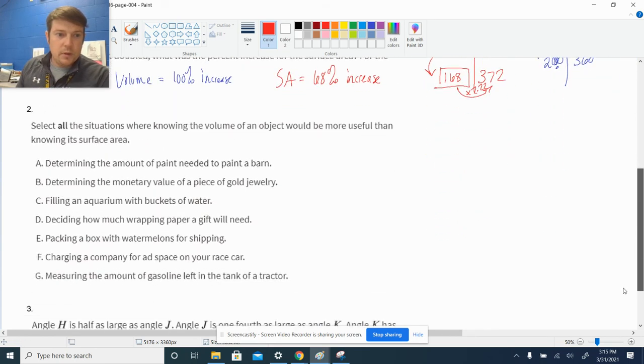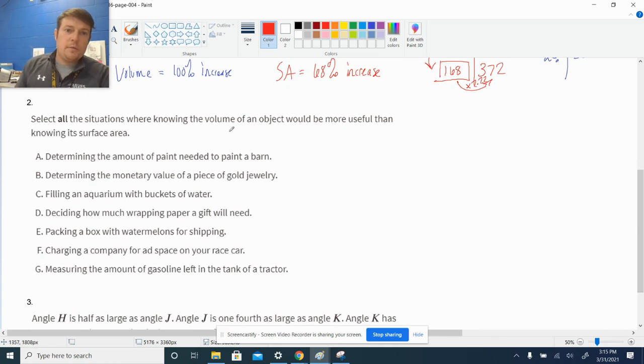All right, number 2. Select the situations where knowing the volume of an object would be more useful than surface area. So we're looking for ones that fill things up with cubes or fill things up with material instead of wrapping them up or covering them. So A, determining the amount of paint needed to paint a barn. Paint is covering, not volume.